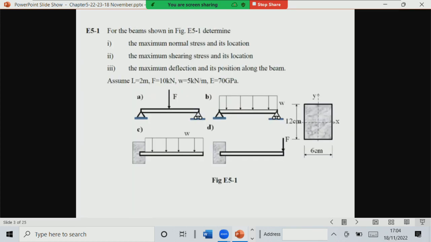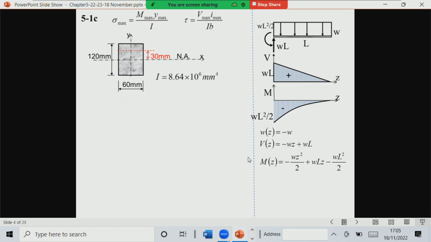Monday. Now, in this example I solved different requirements of question 1D. Question 1 is related to a beam with a length of 2 meters made of aluminium with a shear modulus of 70 gigapascals. It has different boundary conditions: two of them are cantilever beams, two of them are simply supported beams, and they are subject to either a lateral shear force or a uniformly distributed load. I solved different requirements of question 1D, so I'll briefly go through the remaining ones.